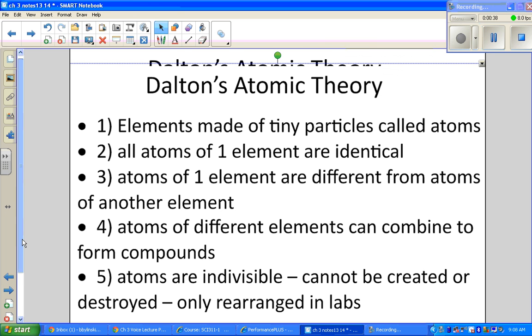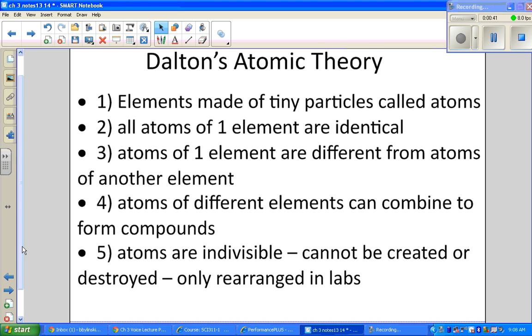Okay, so here is the theory itself, and it may seem like common sense to us, but at the time it was kind of a big breakthrough. So the first point is that elements are made of tiny particles like atoms, the way that cells are the tiny particles that make up living things. Number two is all atoms of one element are identical, so all gold atoms are identical, silver atoms are identical, etc. Three, atoms of one element are different from atoms of another. So carbon atoms are different from oxygen atoms, which are different from hydrogen, and so on.